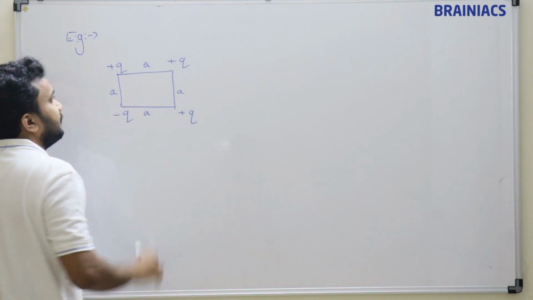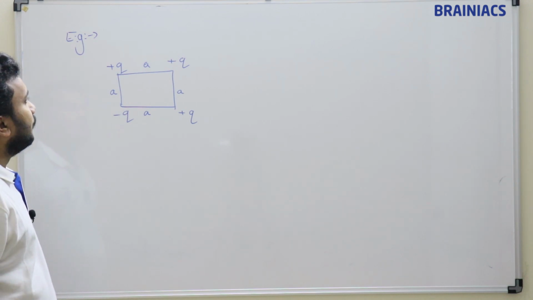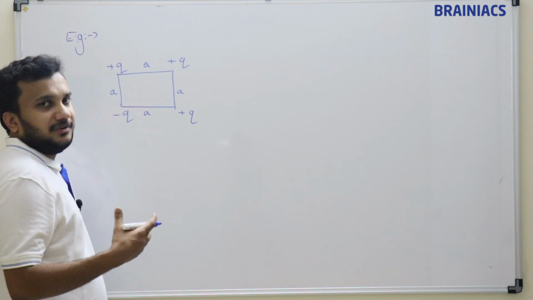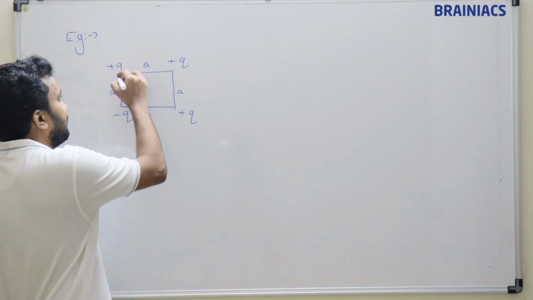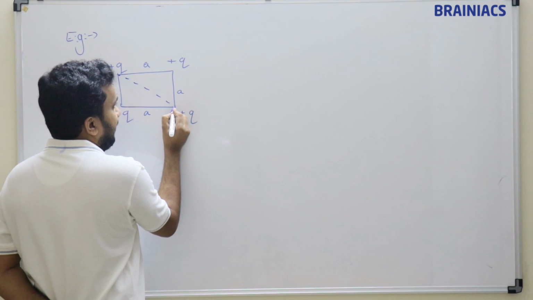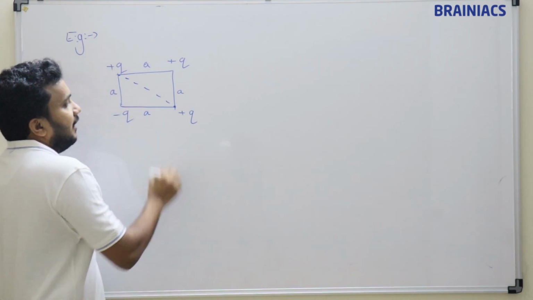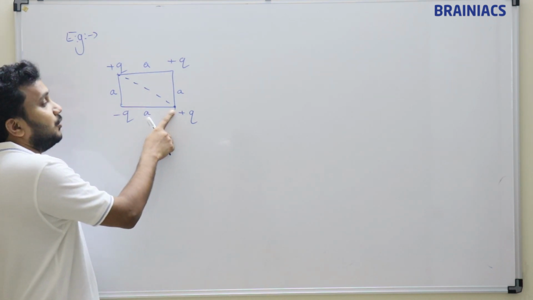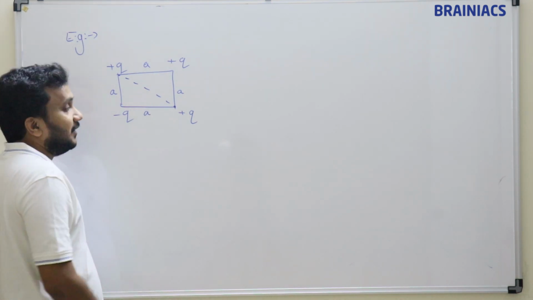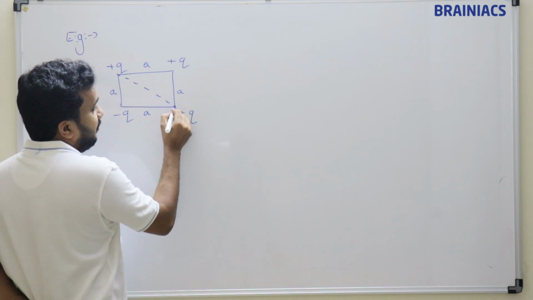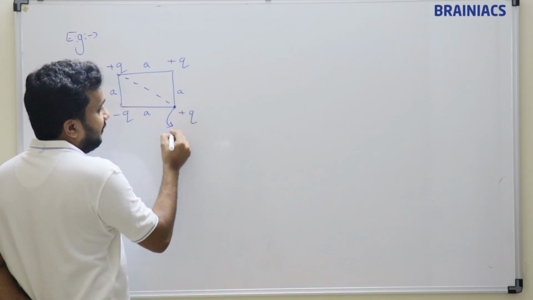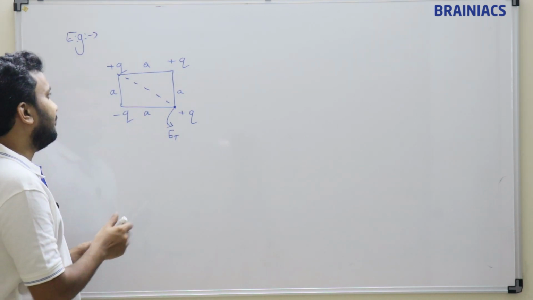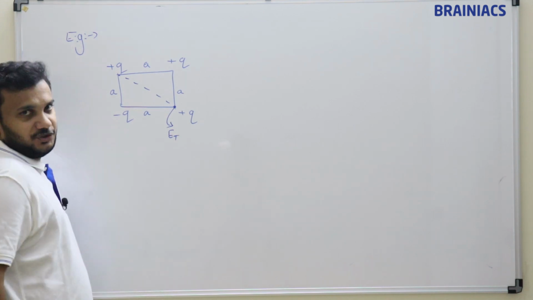Okay, so the question is asking what is the electric field at certain positions. Suppose I am taking a position here, at this point. What is the total electric field intensity? Here at this point, the total electric field intensity is taken as ET. So what is the total electric field intensity at this point?